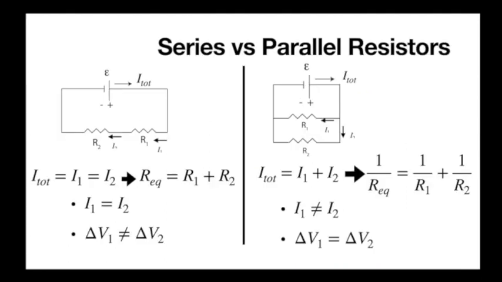Okay, so we went over series resistors, one after the other, which share a current, not necessarily a voltage drop. The more tricky arrangement is when they are in parallel, and that's when the current can go through either resistor. So we find here that the currents are not equal, but instead the currents add to whatever the total current was, or the total current that was going into them.